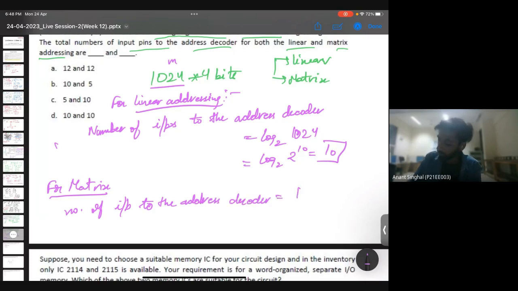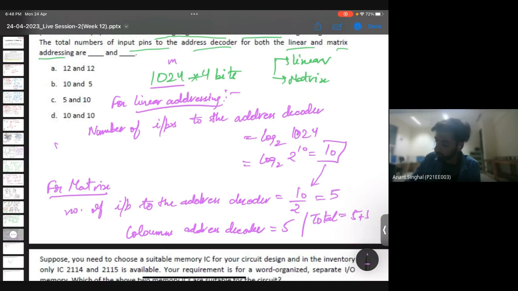First of all, it will be addressed by 2, linear whatever we are getting, and we have the same as with columns, which will be same as the row. So the total requirement will be the addition of the same. It will be 10. So the correct option to this is option B.